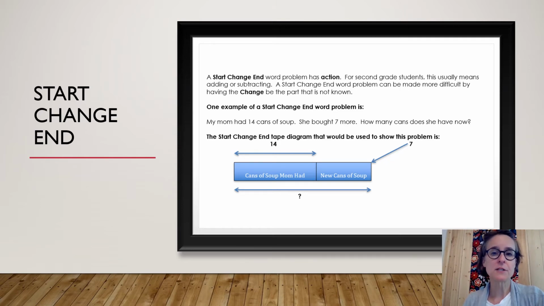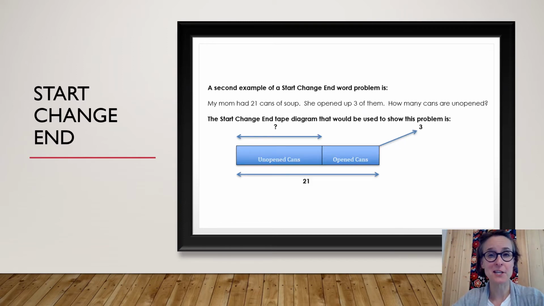I visualized that my mom already had those 14 cans of soup in her cupboard, and then I visualized her coming in the door with a grocery bag full of 7 more cans. So this is the tape diagram that matches what I pictured. I don't know how many are in the cupboard now, but I do know that my mom had 14 to begin with. And I also know the action that happened as she got 7 more. I'm missing my whole. Do you know whether we're going to add or subtract?